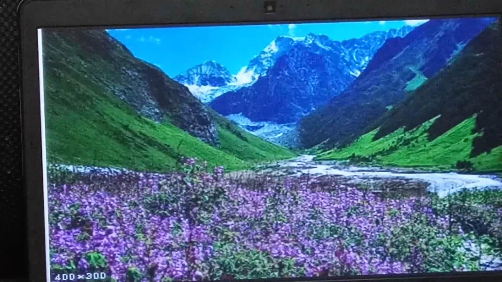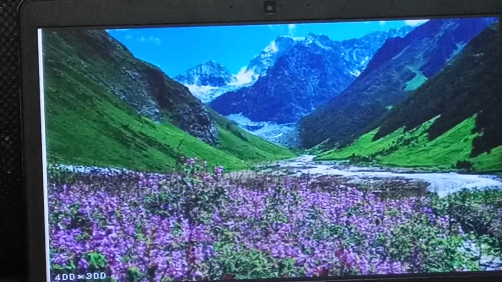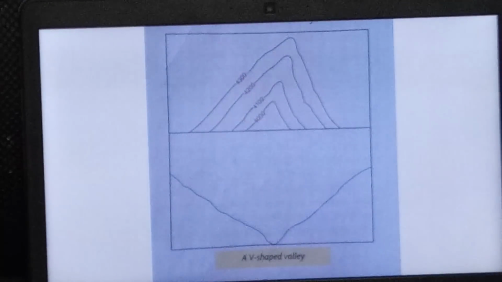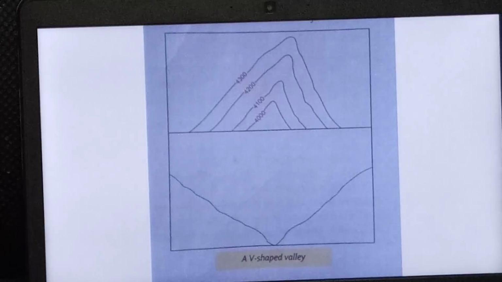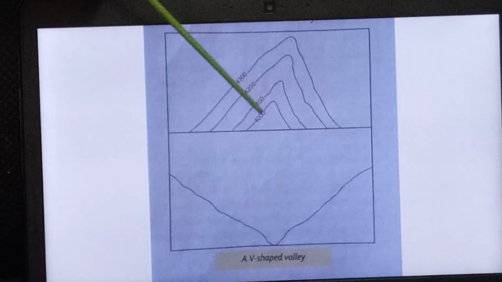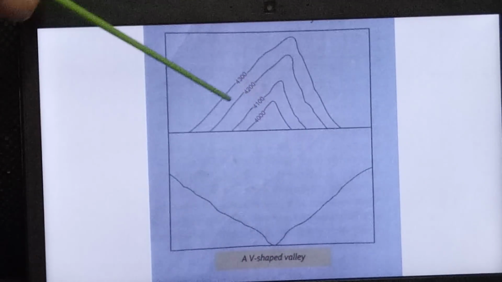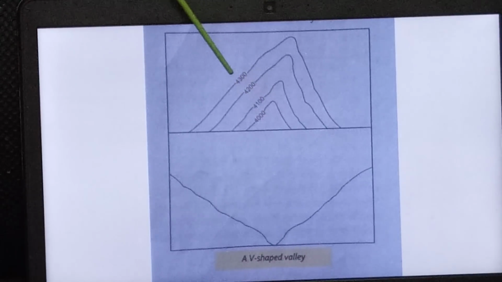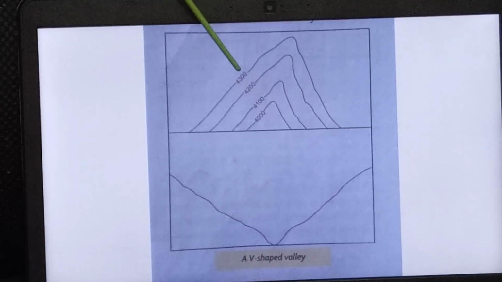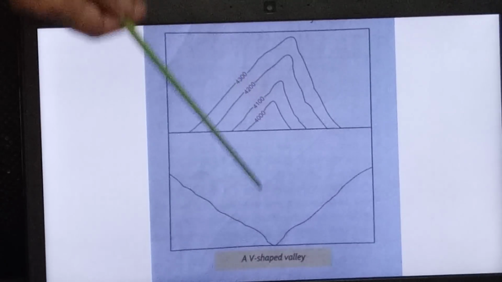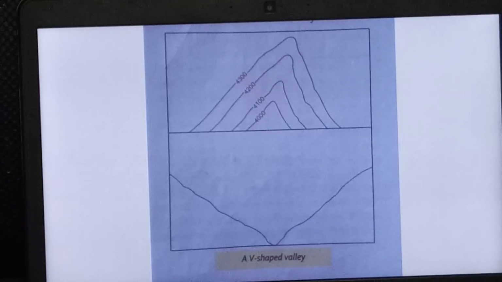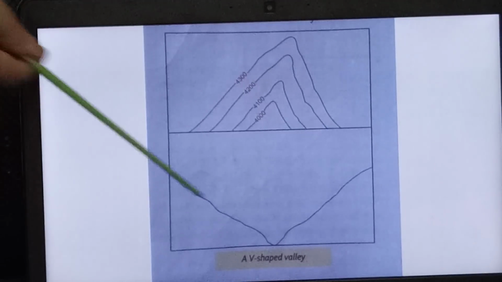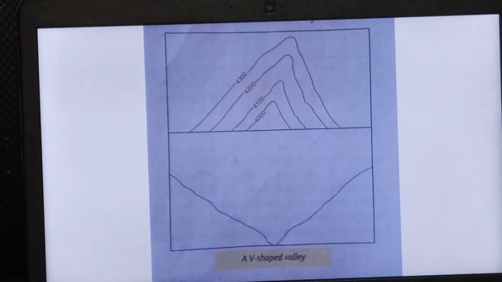Next is a valley. This will be represented like this. Now here you will see the change in the number. In the center, the number is less compared to the outermost number. So that means it is a depression, and therefore in the center it has less height, and at the side it has greater height. So that is why a valley will have a lower number in the center and higher numbers outwards.